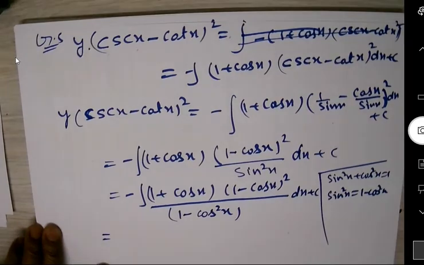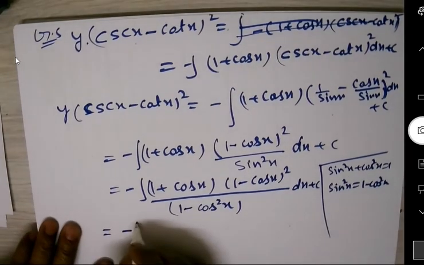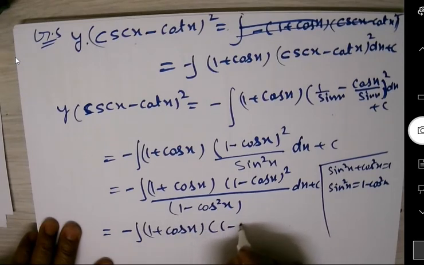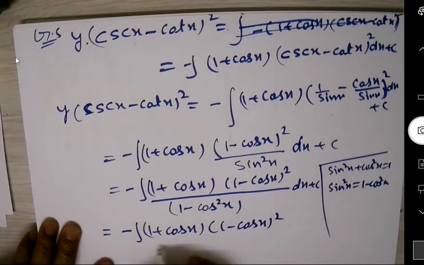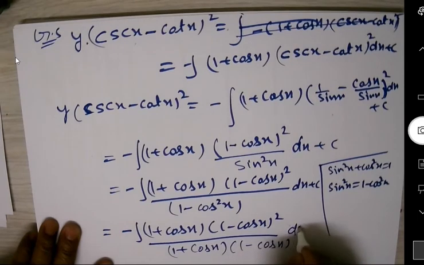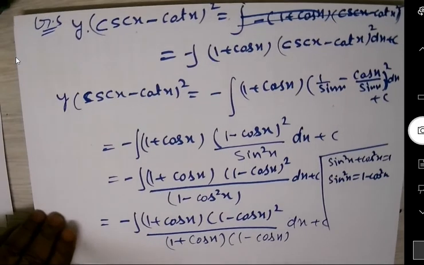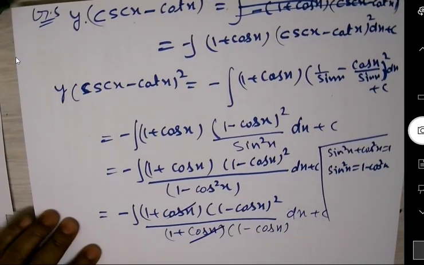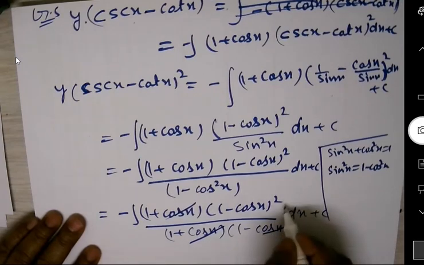So what is that one? We can write it minus 1 plus cosine of x, 1 minus cosine of x power 2, and by using a square minus b square, we can write it 1 plus cosine x and 1 minus cosine of x dx plus c. Hope until now you got this result. So see that one, 1 plus cosine x, 1 plus cosine x cancel, and 1 minus cosine power cancel.